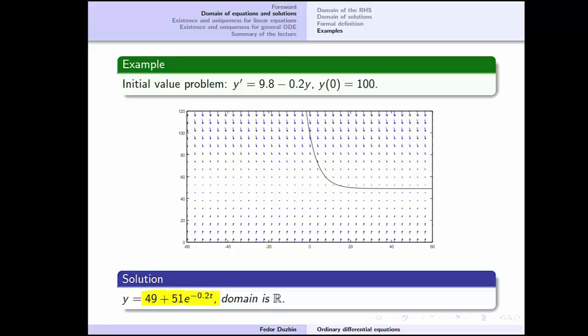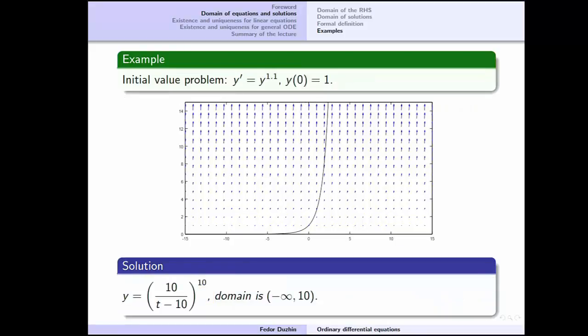Right, so here is my first example. The domain of the right hand side is the whole plane. The solution makes sense for all values of t, which means that the domain is the whole real line. Here is my next example.